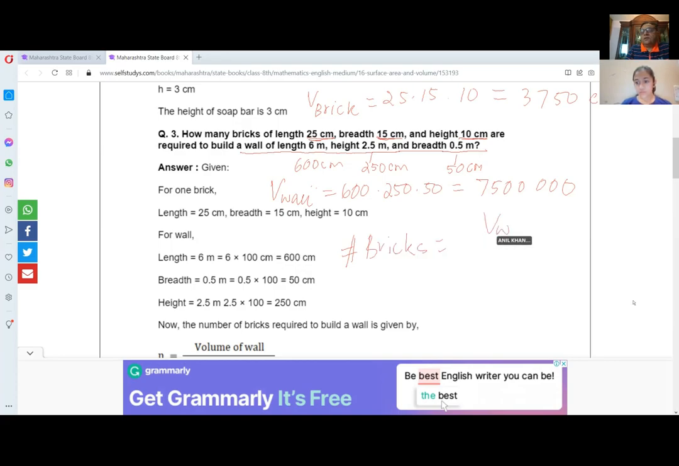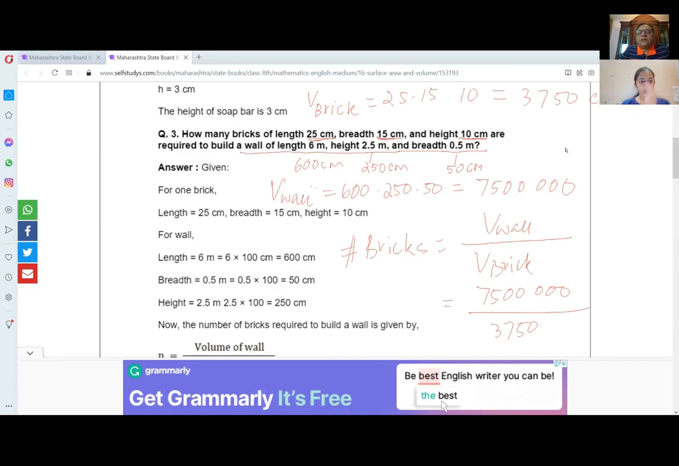Volume of wall divided by volume of brick, which is 75. You write 5 zeros divided by 3750. Now the centimeters cancel and you get your answer as 2000. You get the idea? So that is how you'll find it.